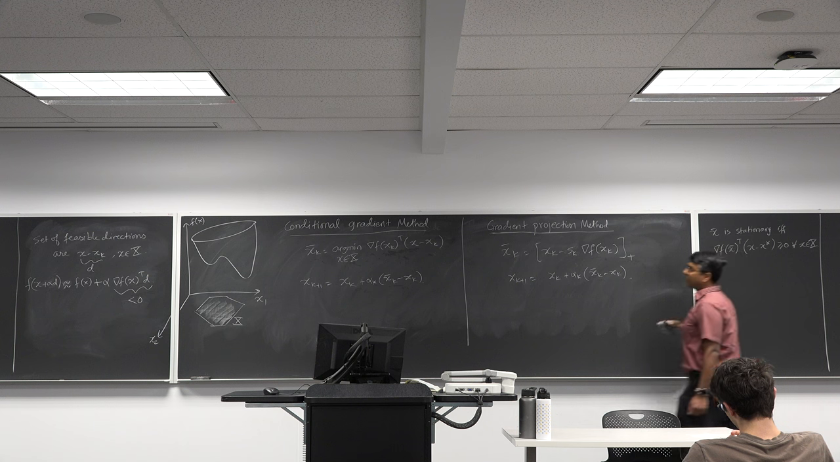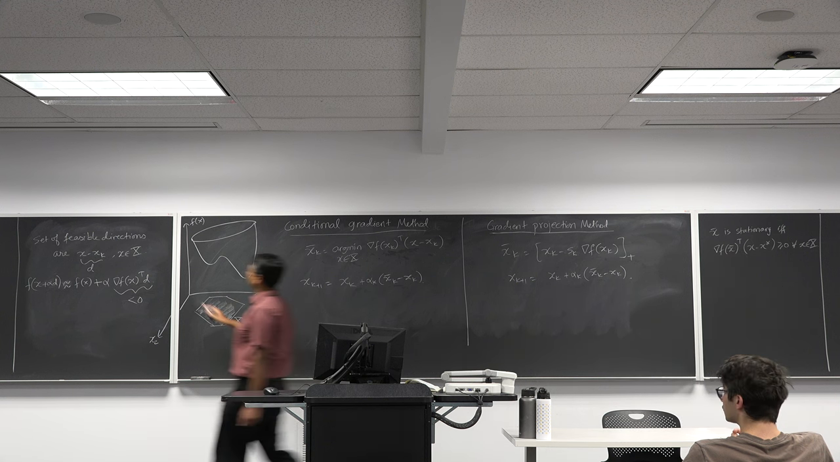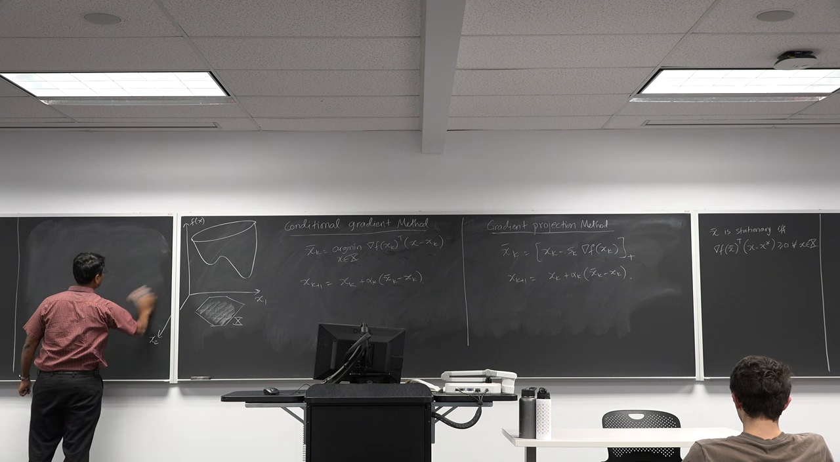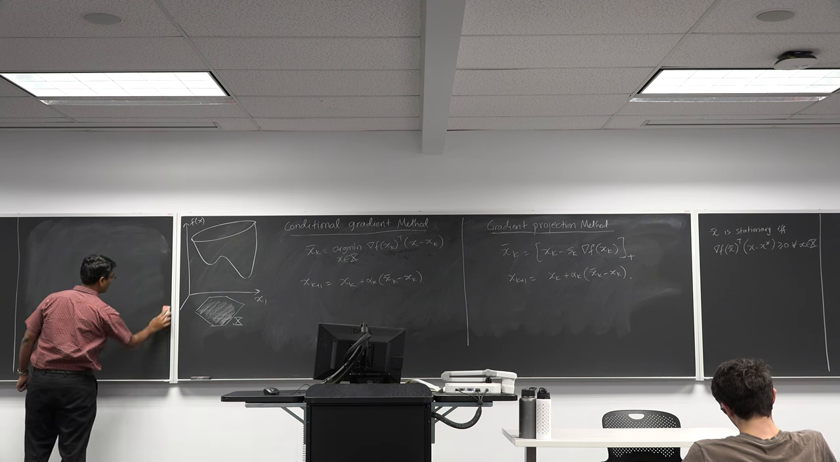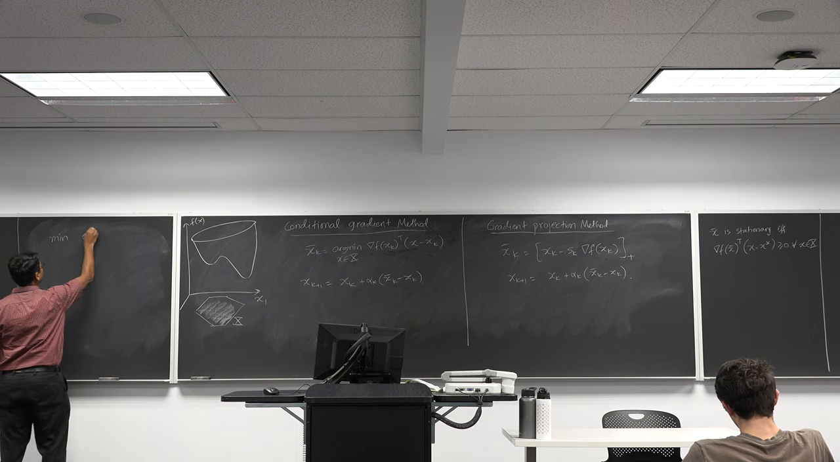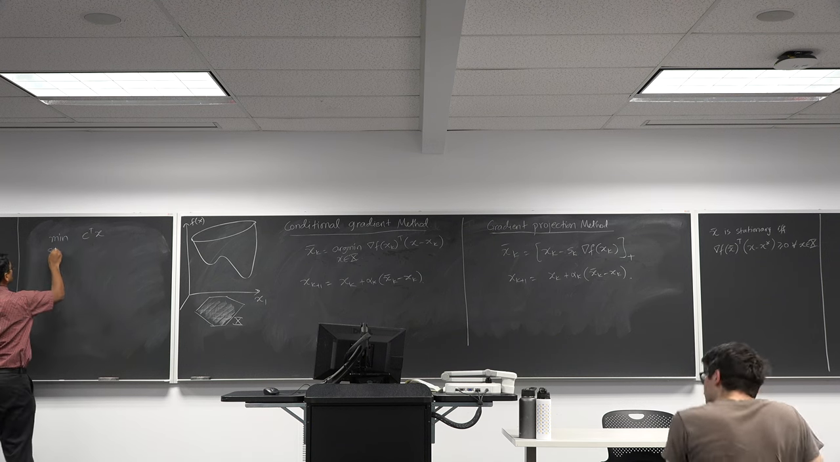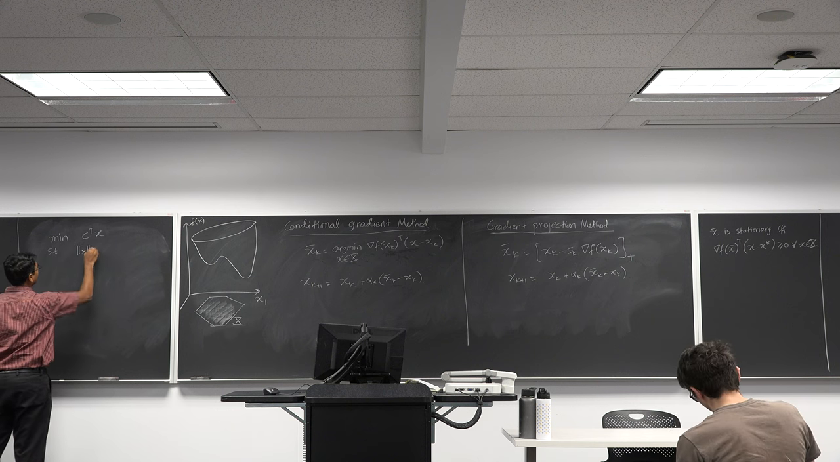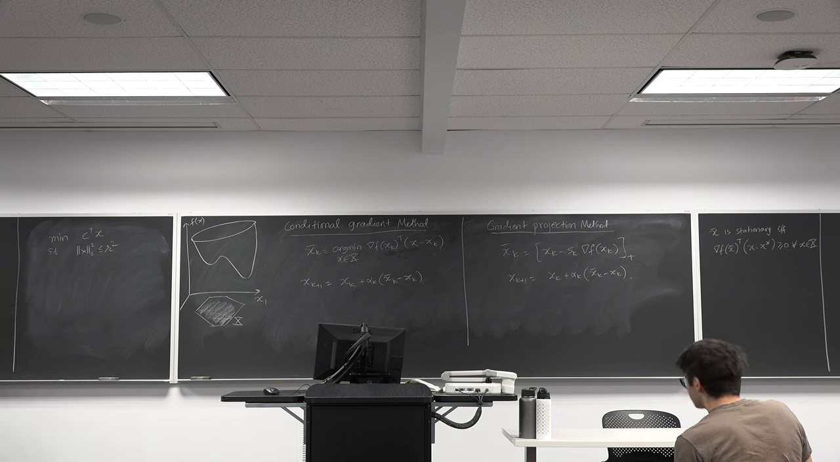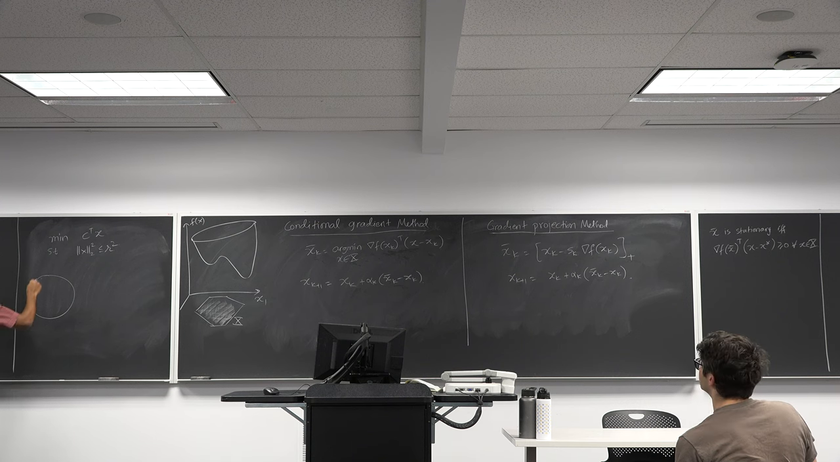Should I erase this side? Maybe I'll erase that side. I want to minimize C transpose X such that norm of X is less than or equal to R squared. So I have a sphere, and I want to minimize C transpose X over the sphere. What do you think is the optimal solution?